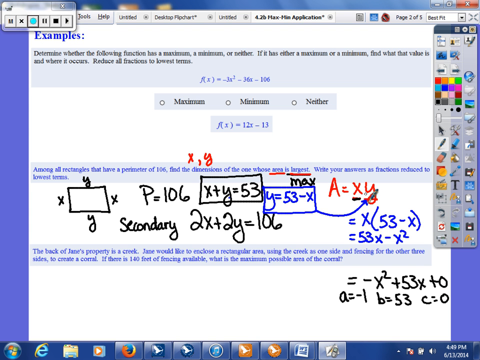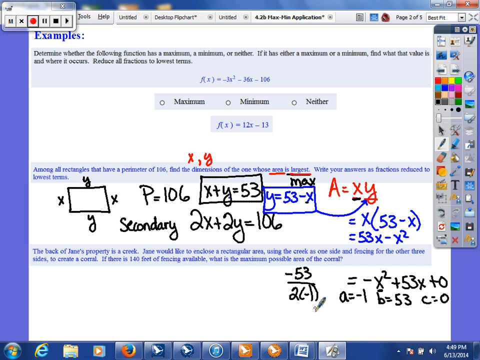Now this y, I'm going to find by back substituting in the x. So this y is not the same thing as the y value of the vertex. This is the y value of the rectangle, okay? This x right here is the x value of the rectangle and it's the x value of the vertex. So it's both. That's why we want to find the x value of the vertex. So it's the opposite of b all over 2 times a.